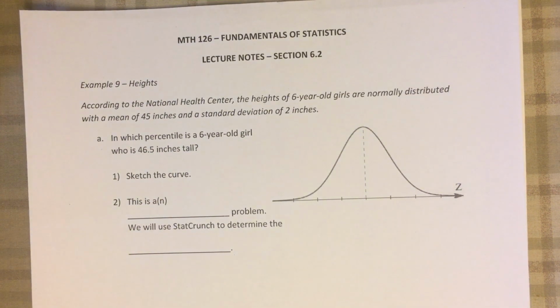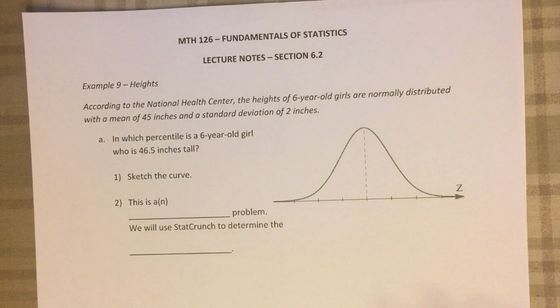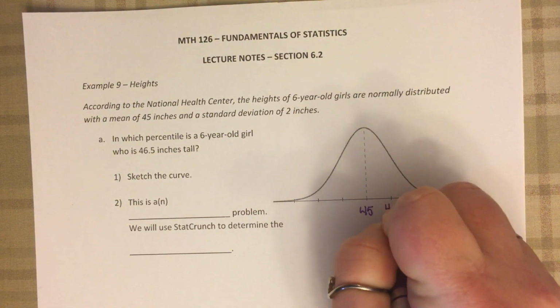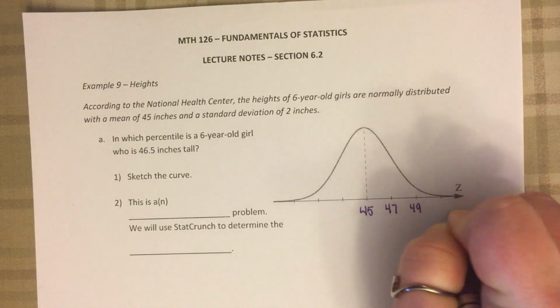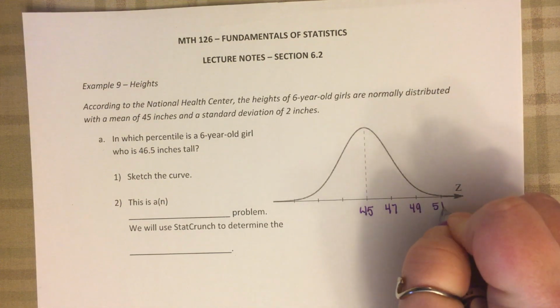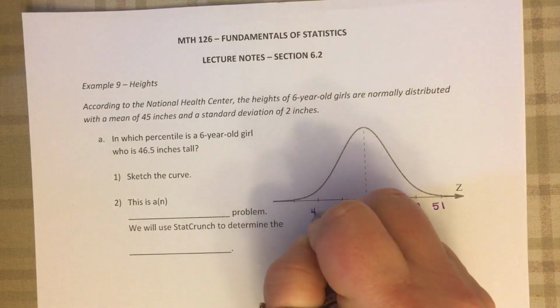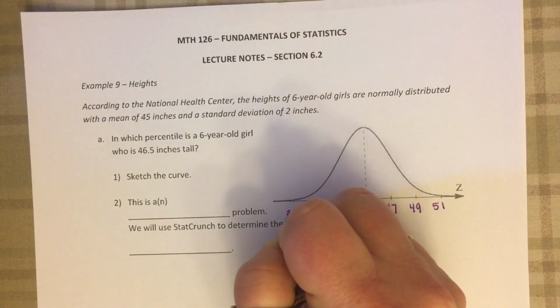First thing we're going to do, it doesn't matter what type of problem we're talking about, we're going to label our curve. So our mean is 45. Then using our standard deviation, we're going to add 2 going to the right. We're going to go back to 45, subtract 2 going to the left.